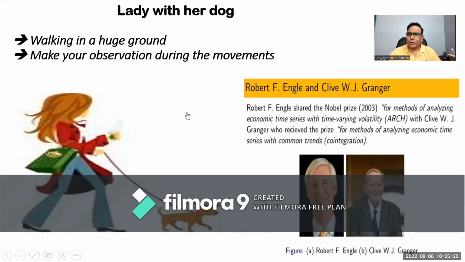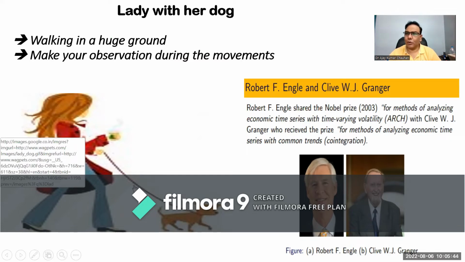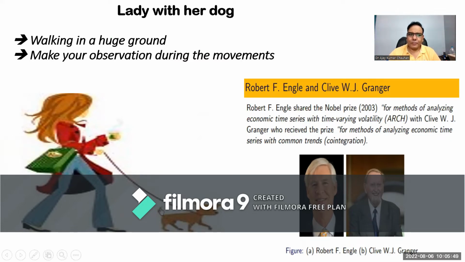Okay. So Engle and Granger gave this topic. And the way they explained the topic, I'm just trying to explain it. Assume that there is a lady and she is walking with a dog. Because this is the concept which is defined in this manner. So if you need to understand the concept, you need to imagine the example. So imagine that there is a lady and she is walking in an open ground and she is having a dog. So walking in a huge ground.